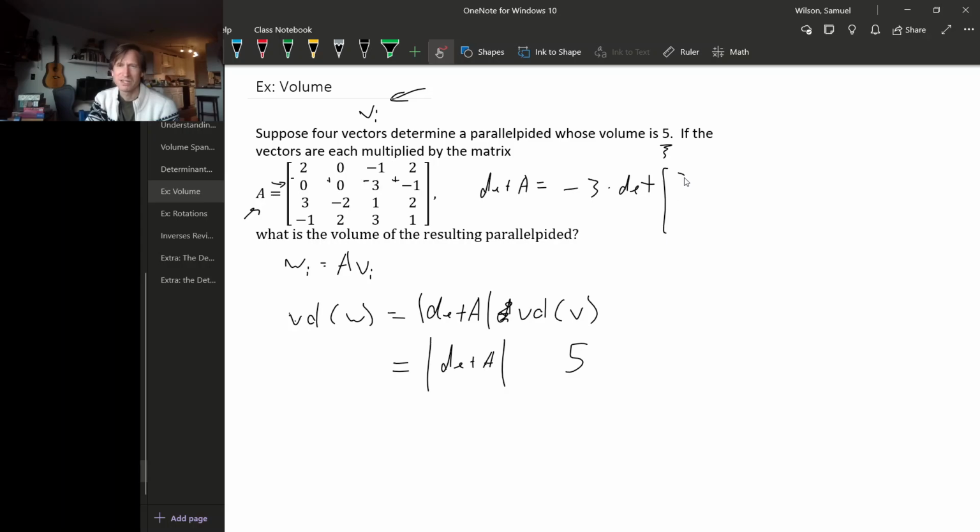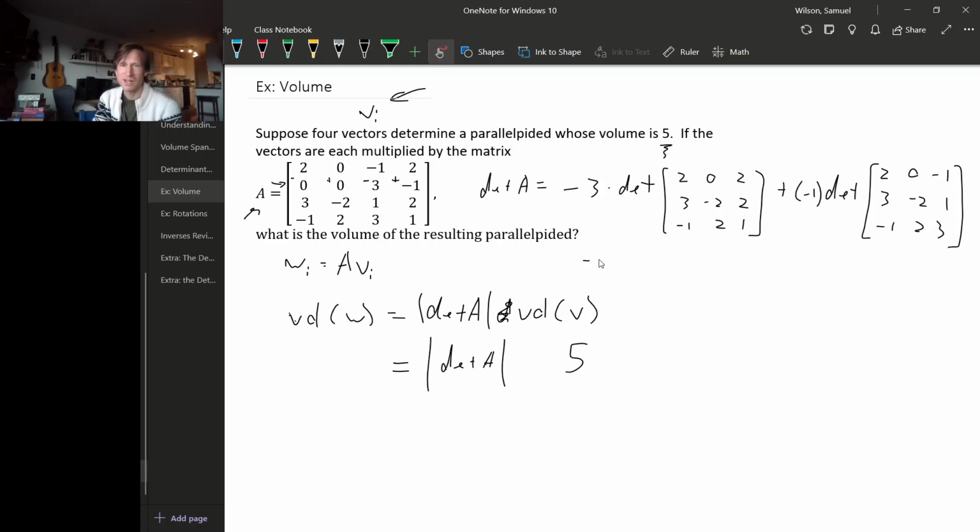so 2, 0, 2, 3, minus 2, 2, and then minus 1, 2, 1. Okay, plus negative 1 times the determinant of 2, 0, minus 1, 3, minus 2, 1, minus 1, 2, 3. Okay, so minus 3 times.